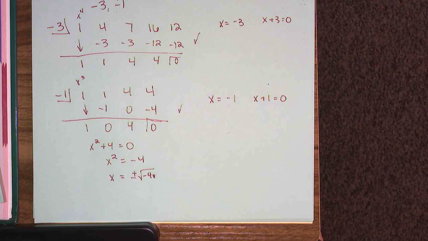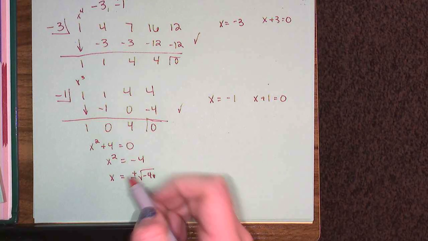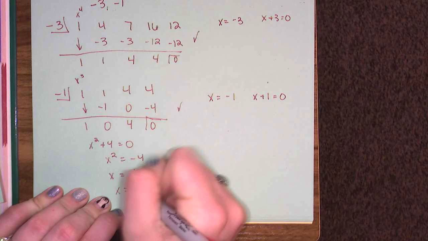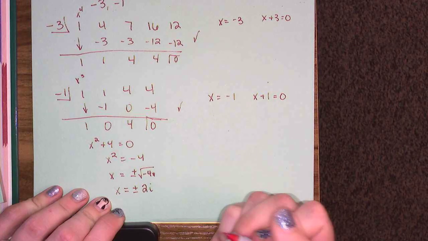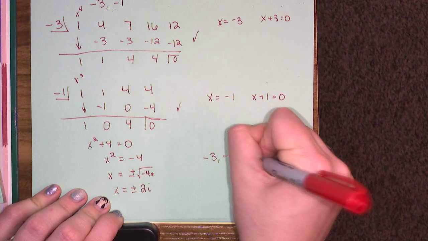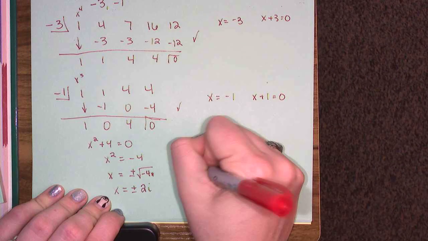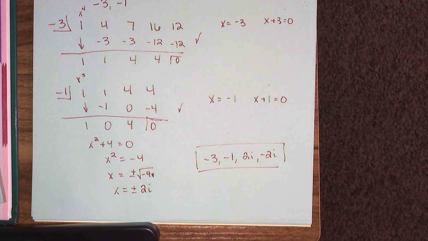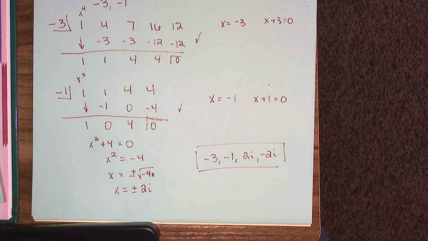You're not squaring it. You're taking the square root. Well, I will eventually get to it, because it's a negative under the radical. So then now x is equal to plus or minus 2i. So all my zeros then are -3, -1, 2i, and -2i. Wait, that's the answer? Yeah.